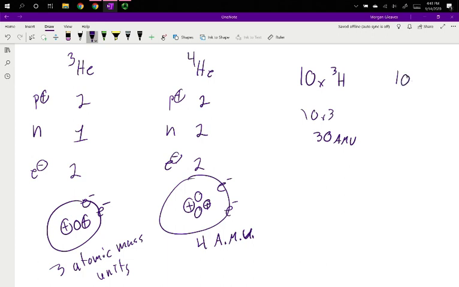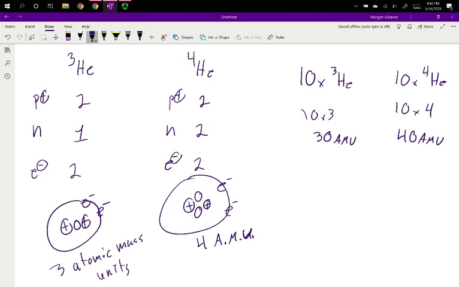But if I had 10 things and they were each helium-4, sorry, I wrote hydrogen, I meant helium-3 before. If I had 10 things that were each helium-4, that would be 10 times 4 for 40 atomic mass units. So you could have 2 containers of the exact same number of helium atoms, but depending on what isotope you have, they would weigh different amounts.